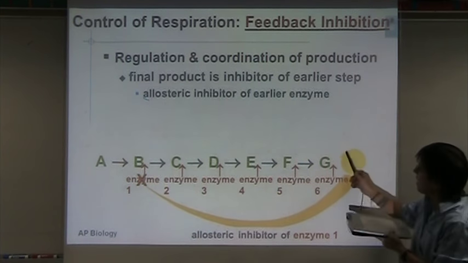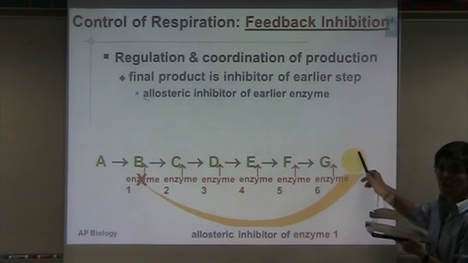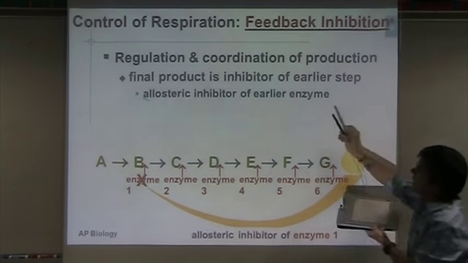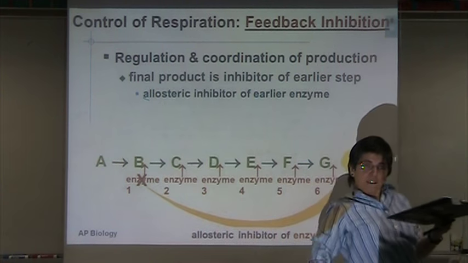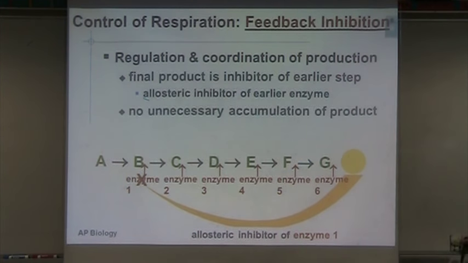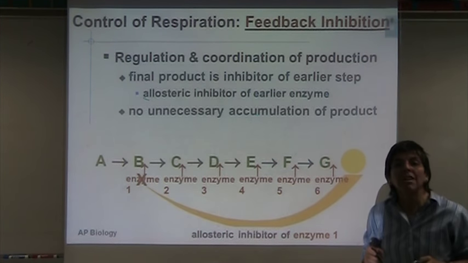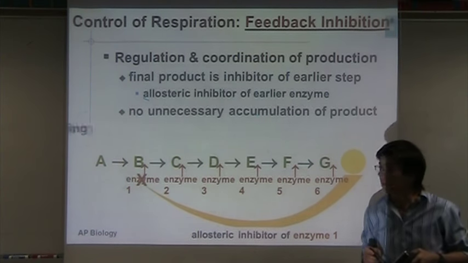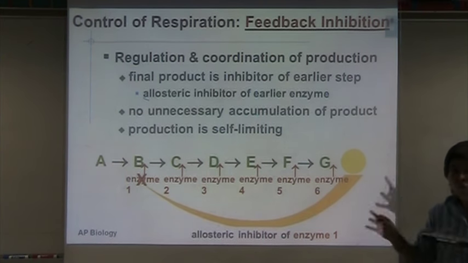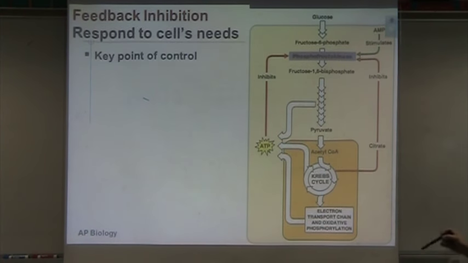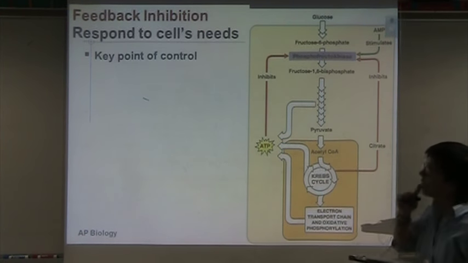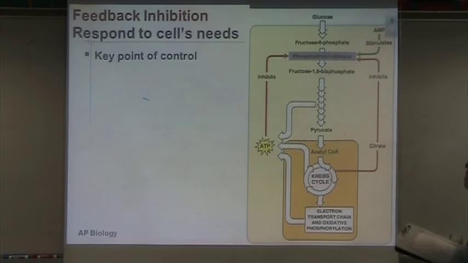So, ATP, one of the products of cellular respiration, is an allosteric inhibitor. Those are the ones that attach to the allosteric site of an earlier enzyme and stop cellular respiration. So, you don't produce more than what you need. It's an on-demand service. So let's look at this. This is feedback inhibition. You're familiar with this now.